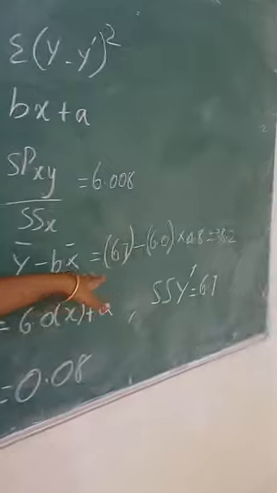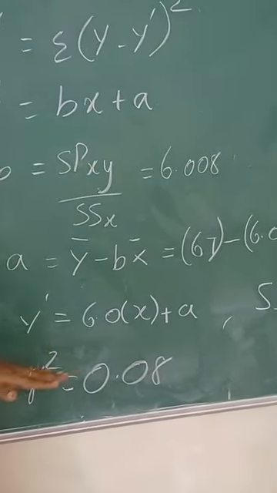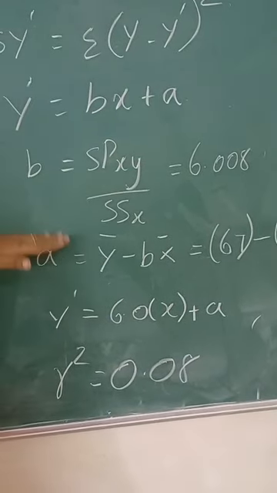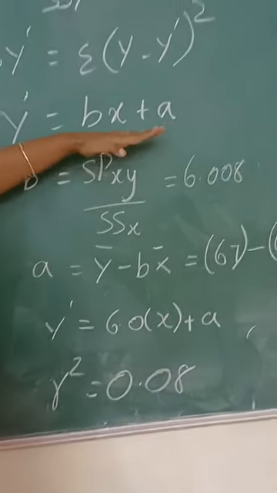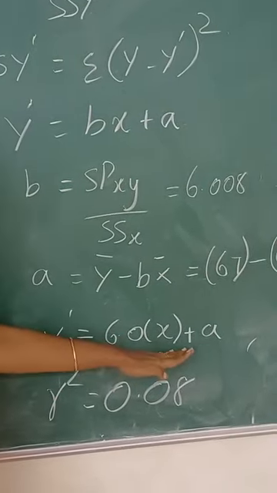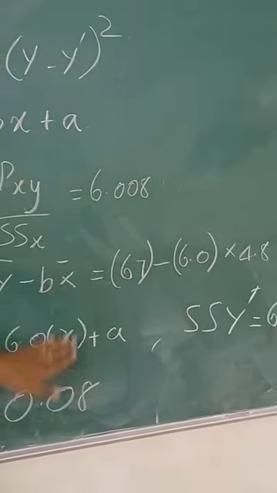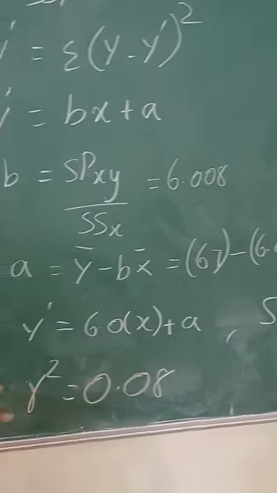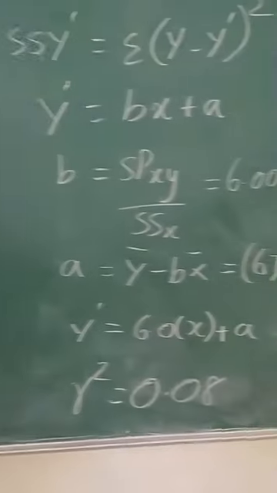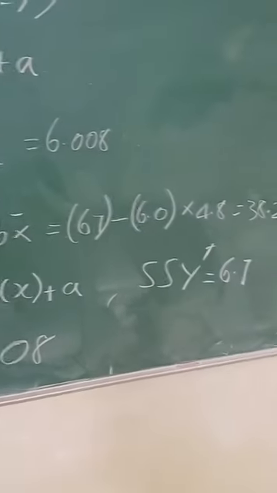You will have the value of y mean and x mean by adding the values and dividing by the number of values, and then you substitute the values of b and a into this expression. So you will have 6.0x plus a. You have to substitute all the values of x one by one. We have x values of 2, 3, 5, 6 and 7. I have substituted the value of 2 here. Similarly, you have to find all the values of y'.